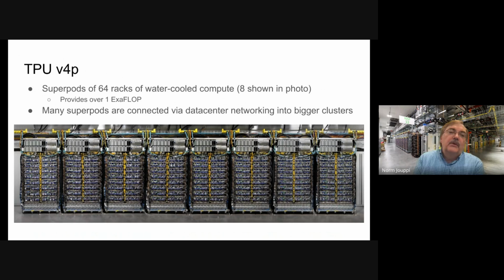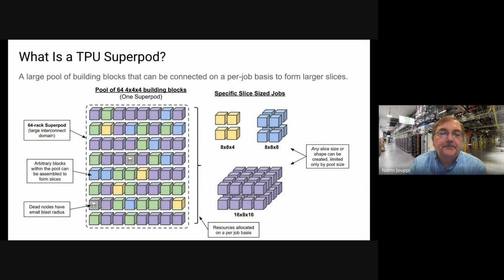We followed that up with V4P, extended it from 8 racks to 64 racks, and also introduced OCSs, optical circuit switches. We called them Superpods. So here's an example here. You can look at the cubes. They represent different racks. The colors of the cubes represent the job that they're working on.